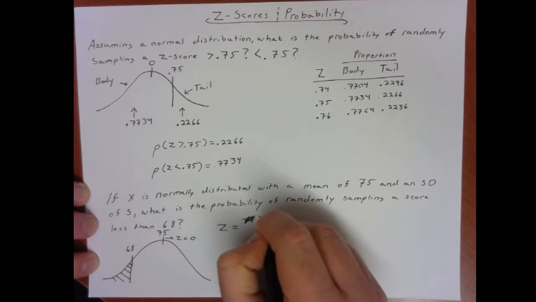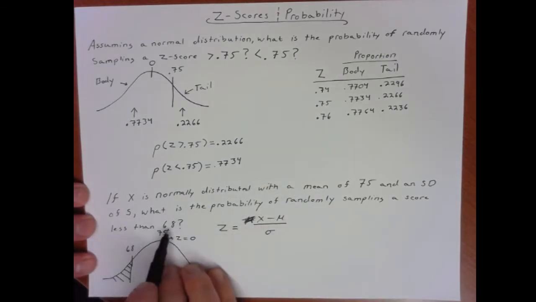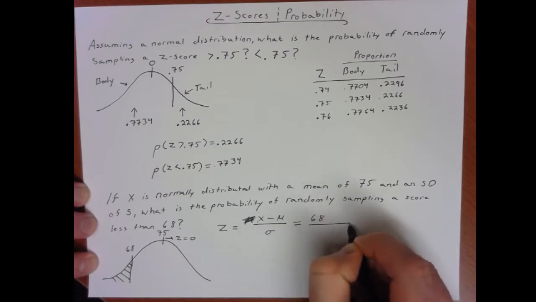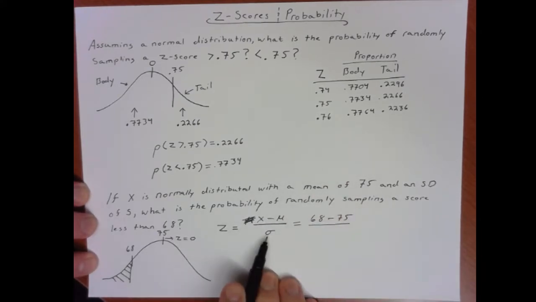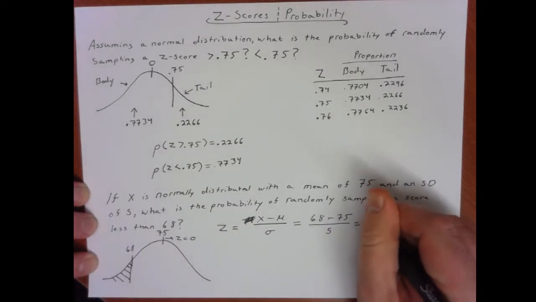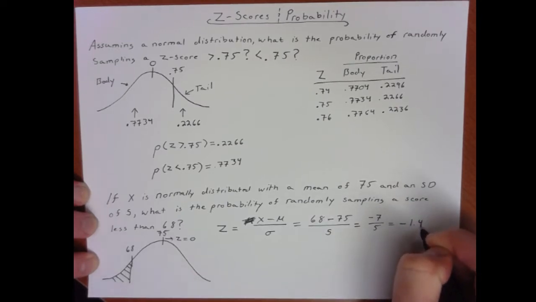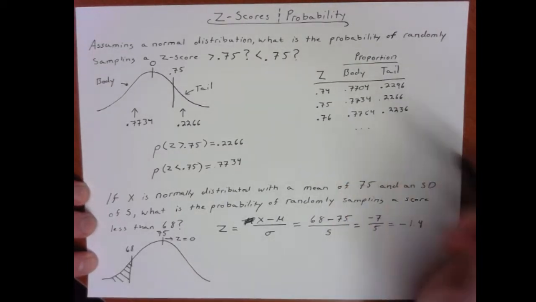What we should first do is write out that formula, which is going to be x minus the mean divided by the standard deviation. So we substitute in those values. X is 68, the mean is 75, and our standard deviation is 5. 68 minus 75 is negative 7, divided by 5 gets us negative 1.4. Now I'm just going to append to this table I wrote out earlier.